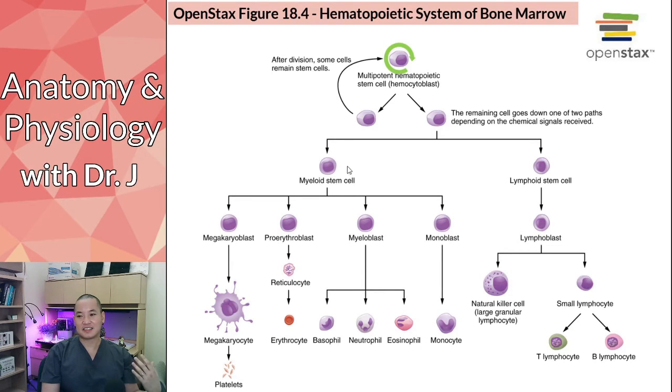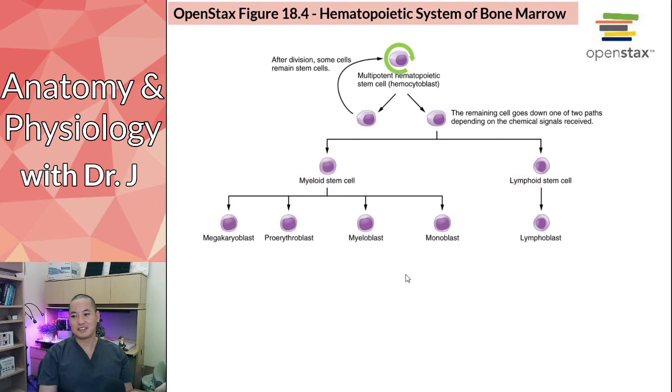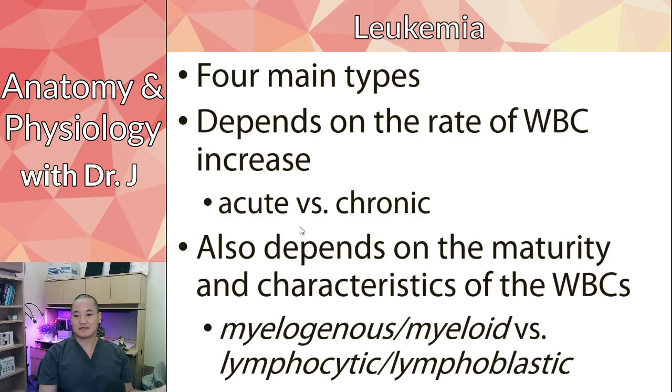So it's like, okay, these cancerous white blood cells come from this branch of the family tree, or did they come from this branch of the family tree? That's why you have acute myelogenous leukemia. You can also have chronic myelogenous leukemia, acute lymphocytic leukemia, and chronic lymphocytic leukemia.